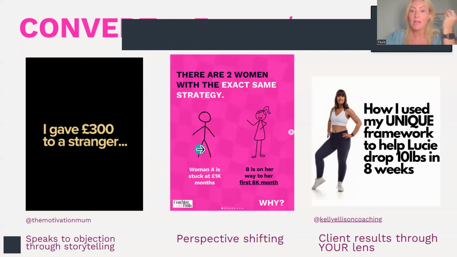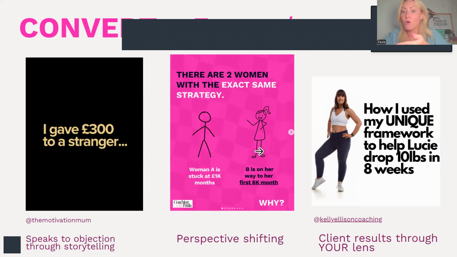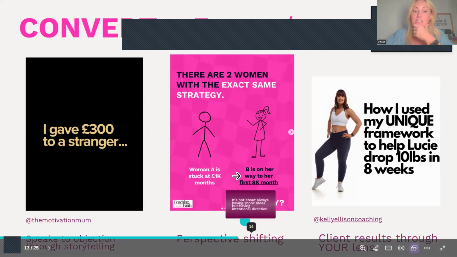Okay. This was one of my perspective shifting. There are 2 women with the exact same strategy. Woman A is stuck at 1K months. B is on her way to her first 8K month. Why? So there's curiosity, there's some attract there. This would hit the attract stage as well. But when they go on, I am very much showing them that when you've got strategy, this solution is more likely to be what happens for you than this, because this is where you currently are. So it really shifts their perspective.